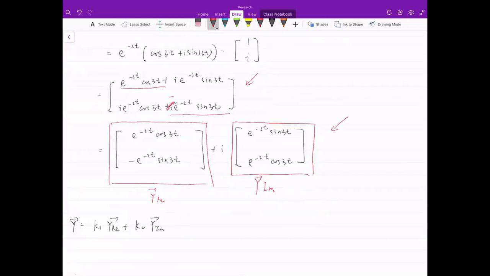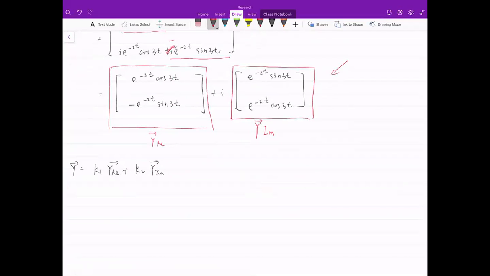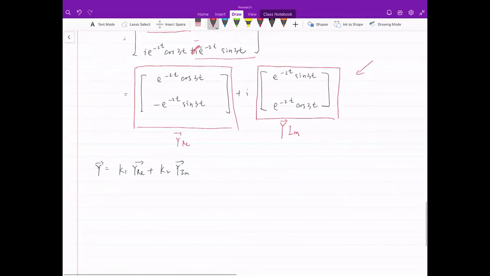Still okay? That's the real and the imaginary part we said in our theorem. Each of them actually satisfies the original differential equation, and they are always linearly independent. Then it's fair for us to say all the solutions will just be possible linear combinations of these two. Okay, linearly independent.